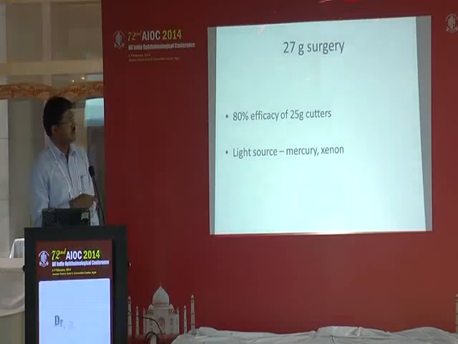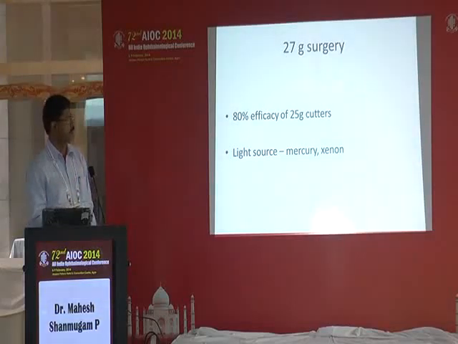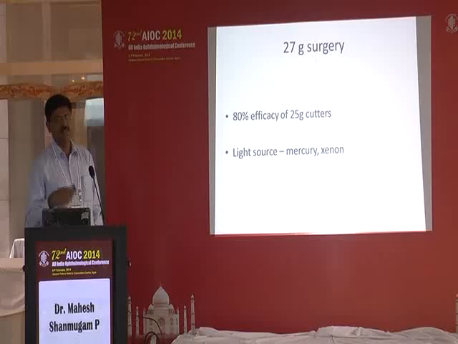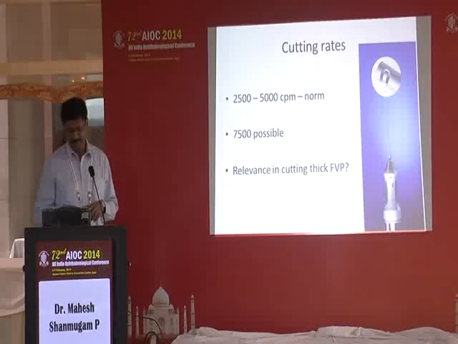Now, where does 27 gauge surgery stand? Once again, I don't have any experience with 27 gauge. Probably Dr. Manish and others who use Alpha may have. It has about 80% efficacy of the 25 gauge cutters. The other problem is the illumination. With the use of mercury and xenon, we are able to have adequate illumination with very thin probes. But the issue is that these are very labile probes, and whether very thin probes are good enough to cut thick fibrous tissue is something which we don't know.